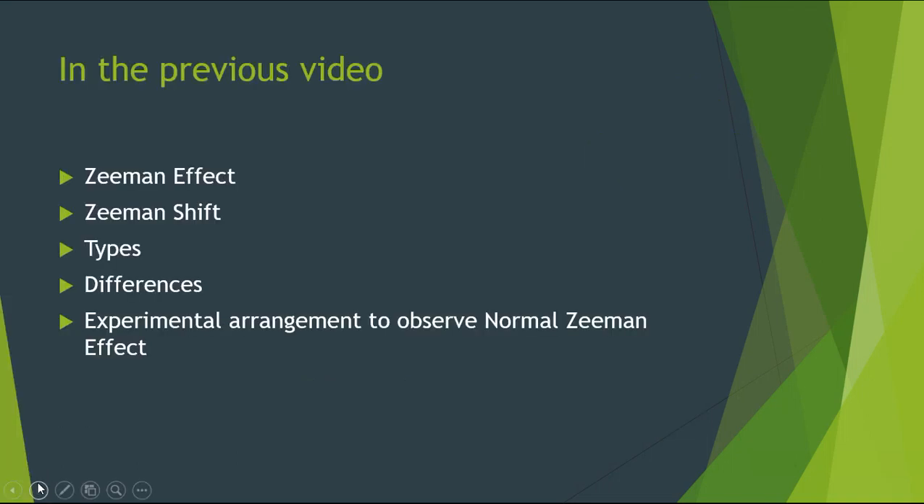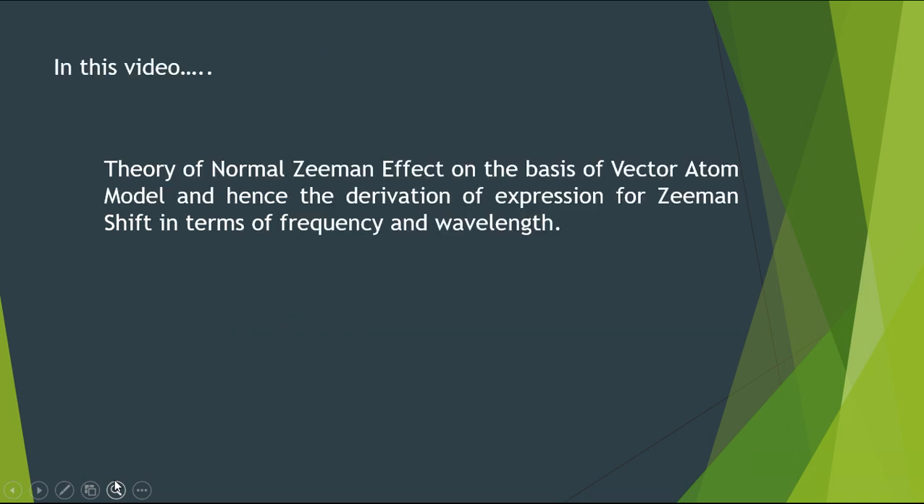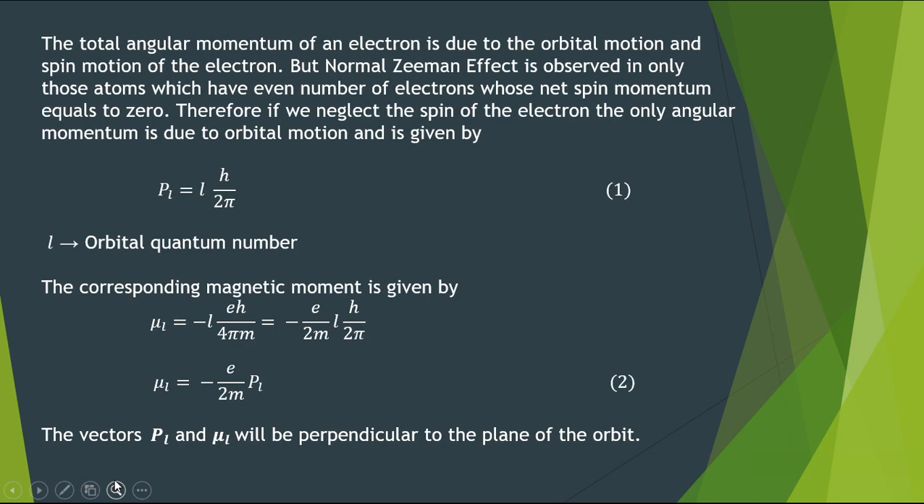In my previous video, I had explained about Zeeman effect, Zeeman shift, types of Zeeman effect, differences between normal and anomalous Zeeman effect, and the experimental arrangement to observe normal Zeeman effect. In this video, I'll be explaining the theory of normal Zeeman effect on the basis of vector atom model, and hence I'll be deriving the expression for Zeeman shift in terms of frequency and wavelength.